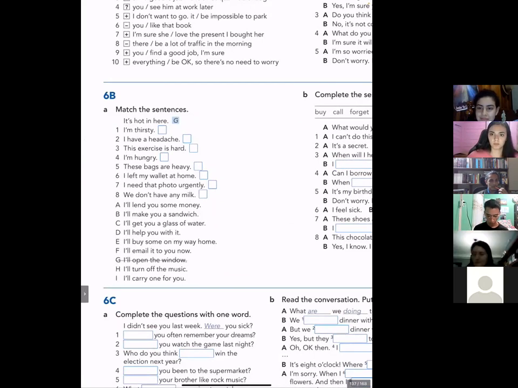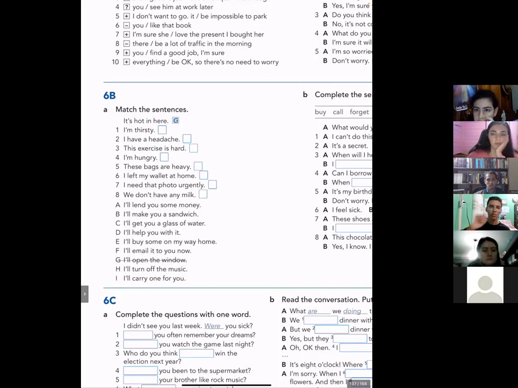Match the sentences. It's not here. Wait. Okay, found it. Sorry, I was not understanding. We have from 1 to 8 and then from 8 to I. Okay, that makes sense now. So match the sentences. It's not hot in here. It's letter G. I'll open the window. Okay, perfect. Number 1, let's see.